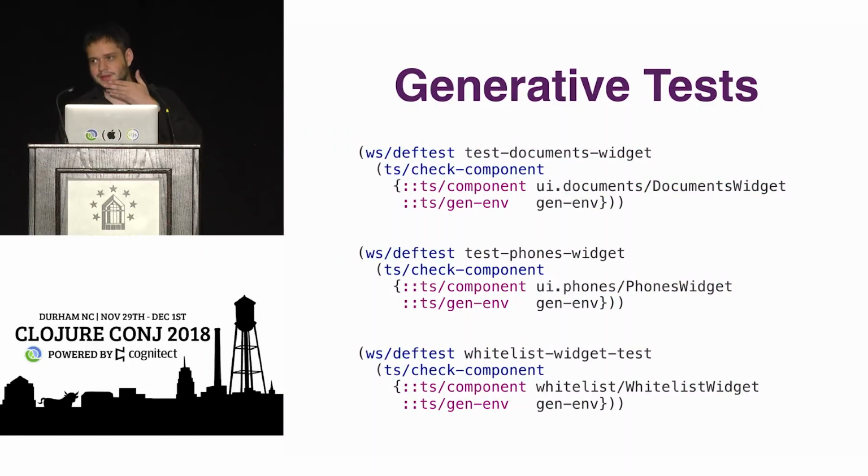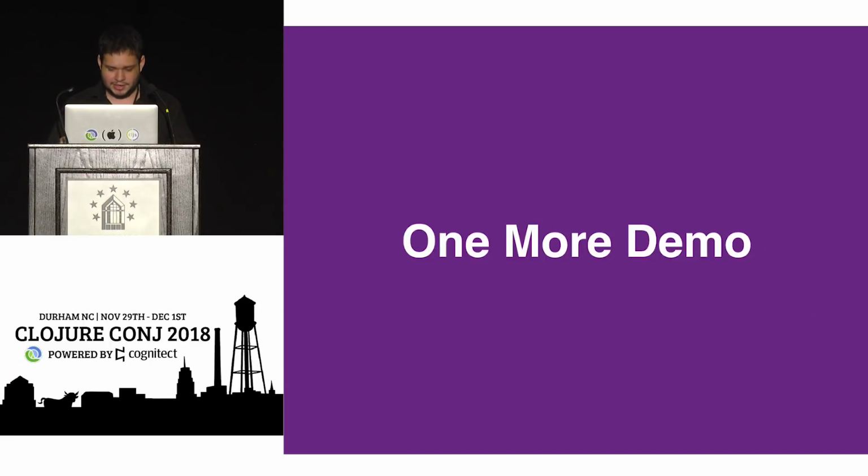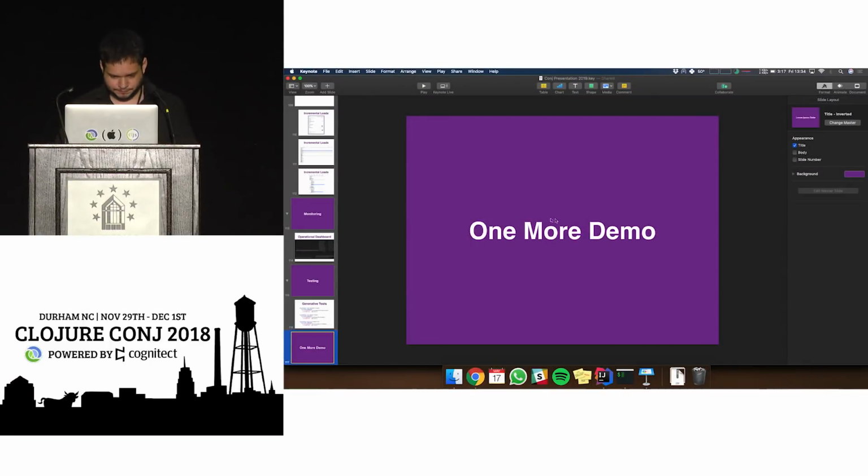For testing, we can use the generative data again. Just generate a bunch of data, render, and see if the component doesn't crash. This can catch a lot of minor mistakes that people make, and so prevent them from happening. There are other stats, but I'm not going to talk about them today. And now I have one more demo for you guys.